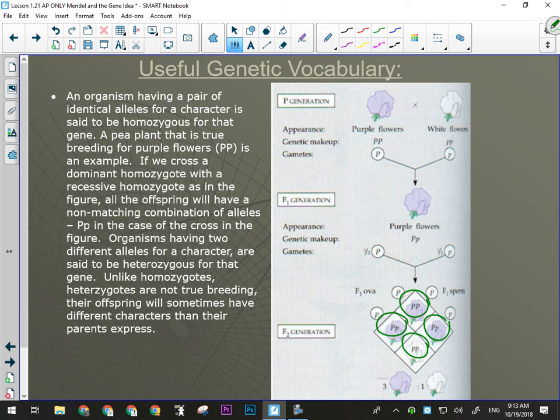So, terminology here: if you have two copies of the same allele, you are a homozygote, because you only have one version of the allele. If you have big P, little p, then you are a heterozygote. You have both versions.